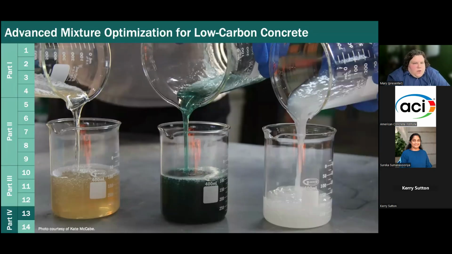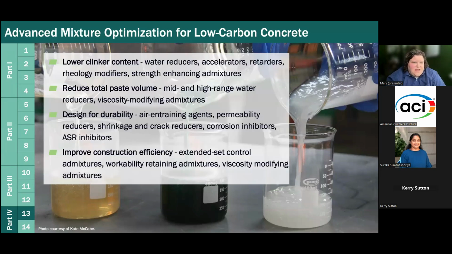And so chapter 13 really focuses on chemical admixtures, specifically how they can help lower clinker content, so reduce the Portland cement in concrete, reduce the total paste volume, which we didn't really talk about, but that would be like if you optimize your aggregate gradation, you can actually put less paste, and paste is water and cement together, into the concrete, which therefore lowers the clinker content.